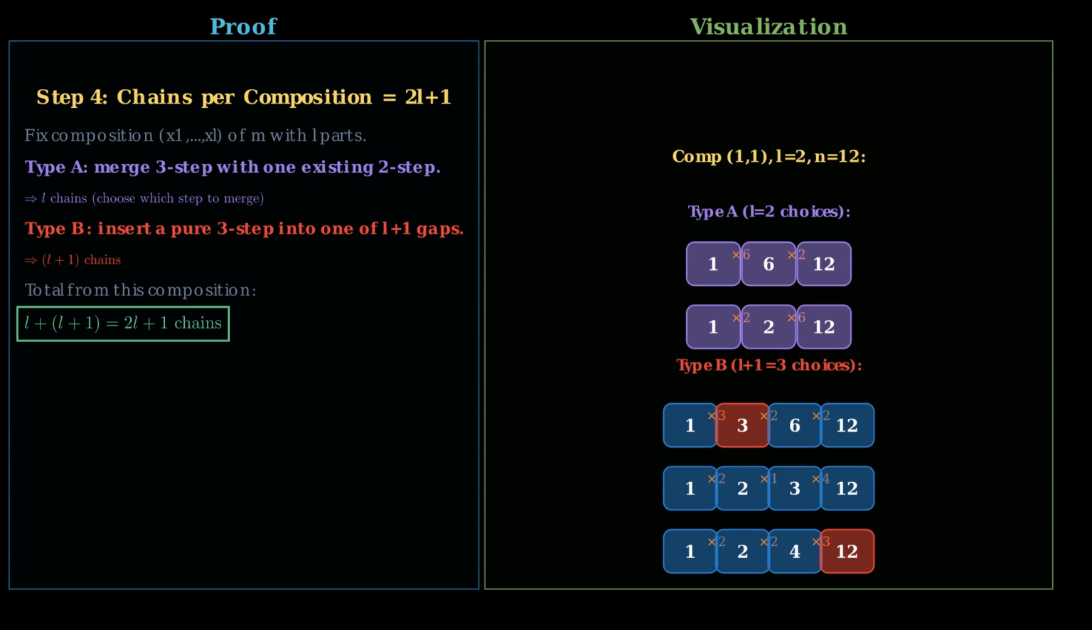Type A, at one of the existing L steps, merged with a power of 2. This gives L choices, 1 for each step. Type B, as a brand new pure 3-step inserted at one of the L+1 gaps: before step 1, between step 1 and 2, or after step L. This gives L+1 choices. Total chains from this composition: L plus L plus 1 equals 2L plus 1.